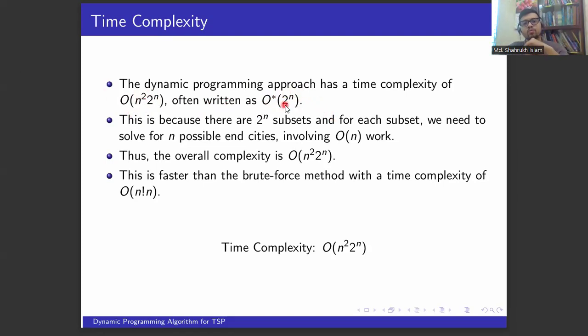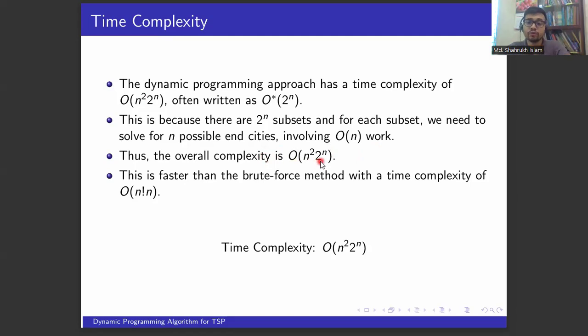So why n square times 2 to the power n? Because there are 2 to the power n subsets. Yes, obviously. And for each subset, we need to solve for n possible cities, and each city involves big O of n work. That's why there are 2 loops. That's why n square, and we are choosing 2 to the power n subsets. So overall time complexity is n square 2 to the power n.